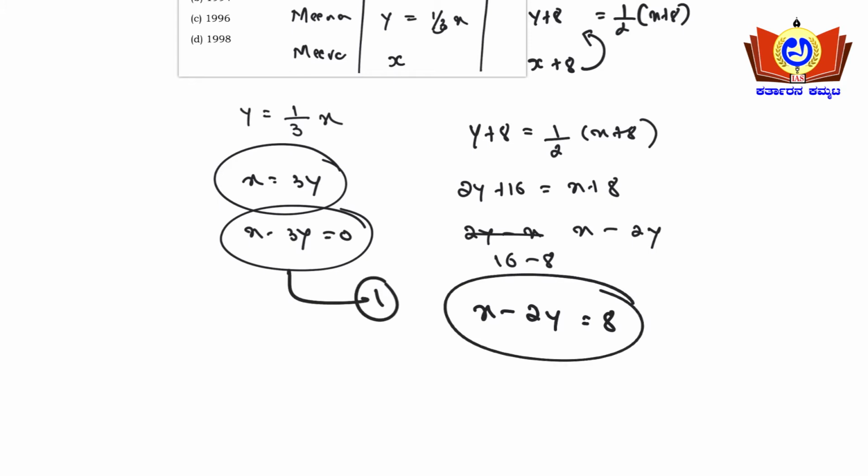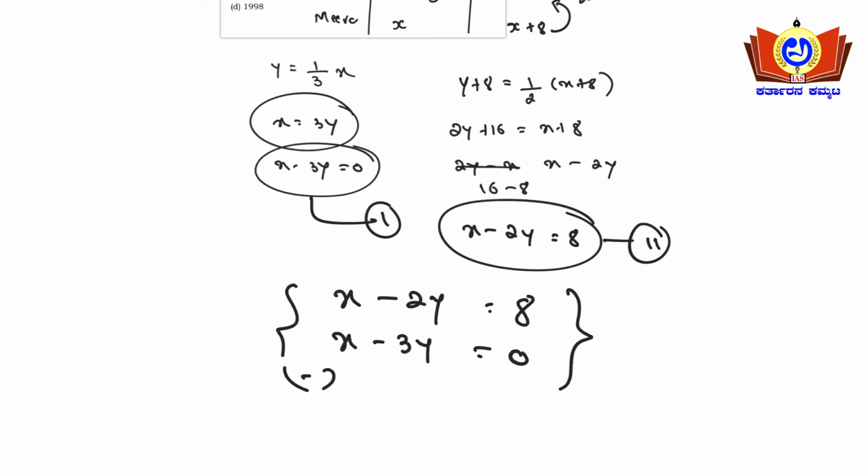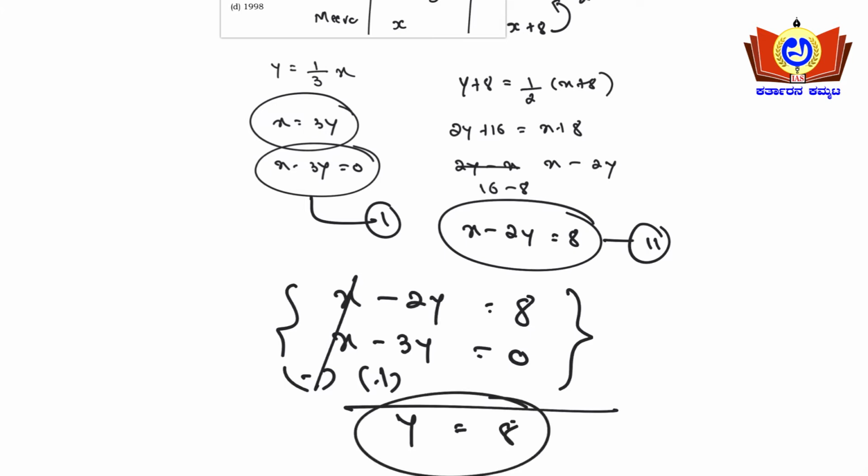So the first equation I got here and the second equation I got here. Yes or no, my dear friends? Upon subtracting, x minus 2y is 8 and x minus 3y is 0. Minus will be there, so cancellation, so plus will be there. So minus 2y plus 3y will be y, and 8 will be here. So y equals 8, my dear friends.